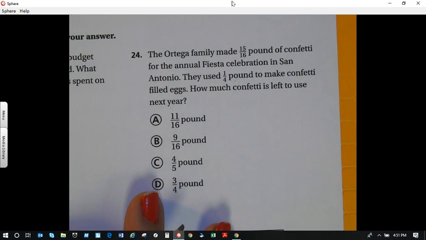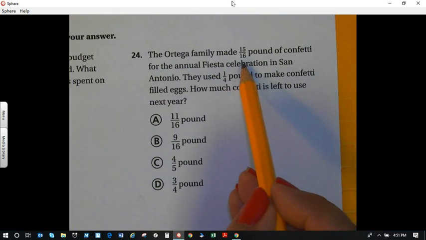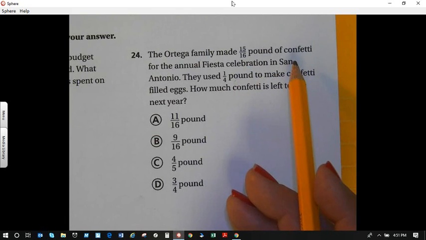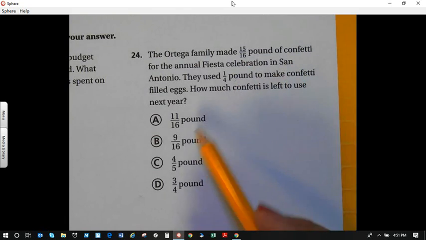Okay, so they made almost a full pound. How far away are they from a full pound? 1/16 pound. So that's not very much. It's just a small amount. All right, so now let's look at this.